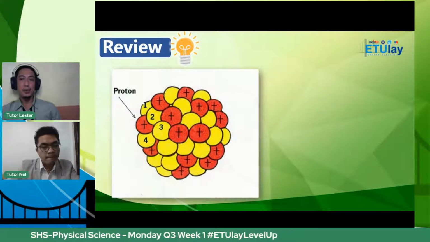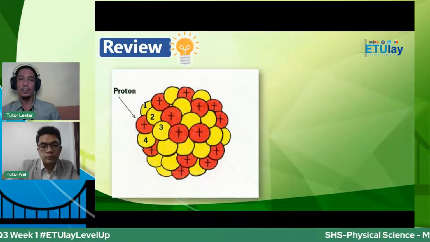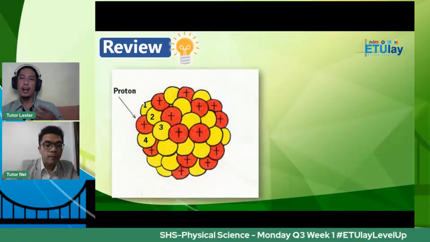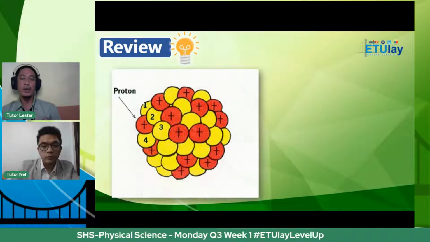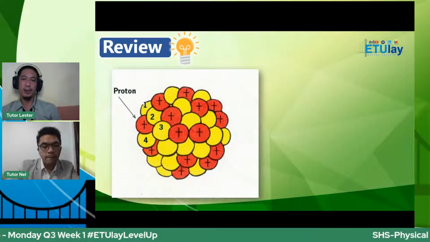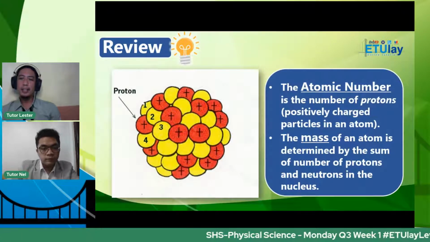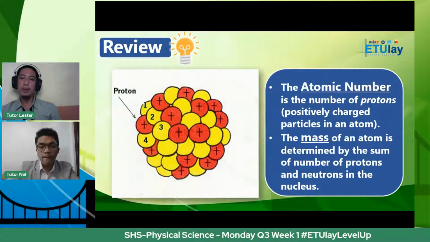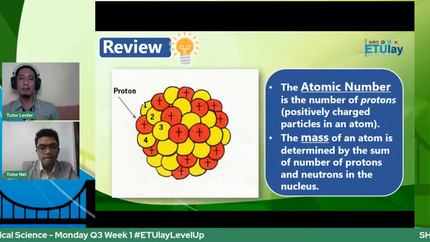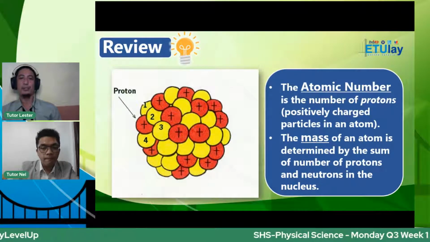Since this is the first week for the third quarter, atin pong i-refresh ang basic knowledge natin on atoms. So we will be dealing with equations po, and this is fitting that we recall the concept of the atomic number and the mass of the atom. The atomic number is equal to the number of protons in the atom, and the atomic mass is determined by the sum of the protons and the neutrons in the nucleus.